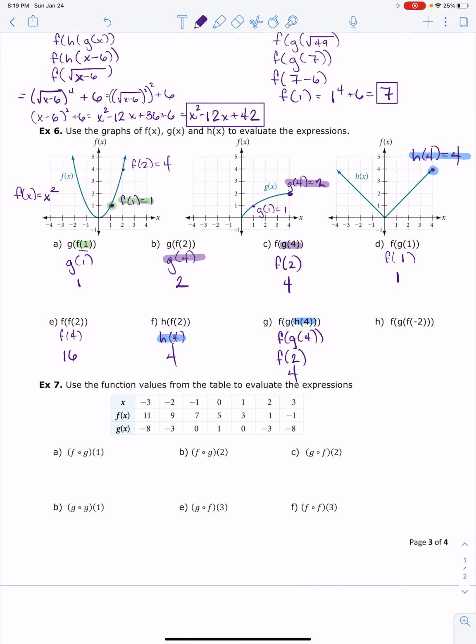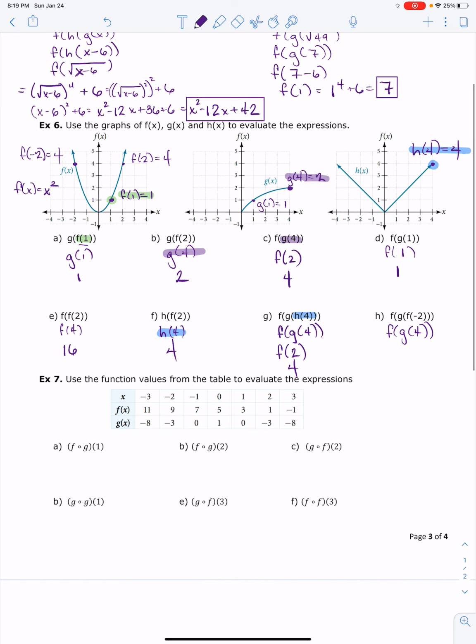H, f of g of f of negative 2. So back to the far left, f of negative 2 is 4. So we can plug that much in, f of g of 4. And this looks familiar. Looks like exactly what we had on C. G of 4 is 2. So we're looking at f of 2. F of 2 is 4. Lots of 4s.